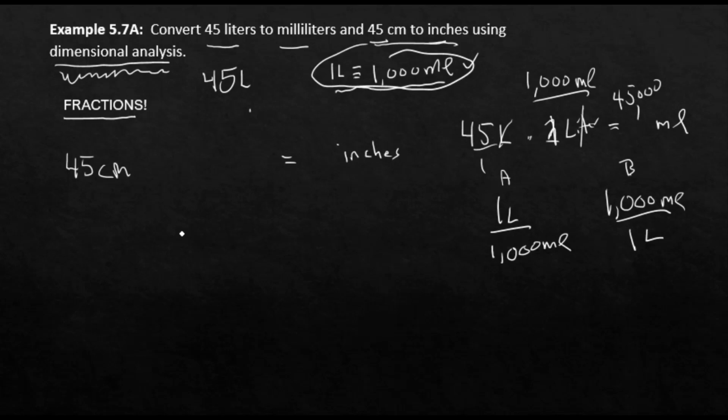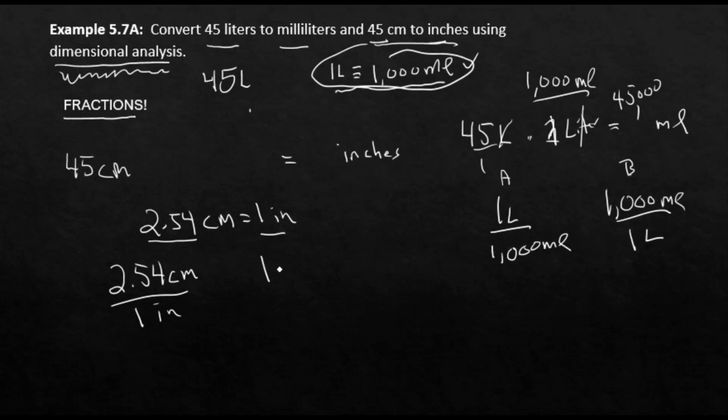So here's our conversion factor. 2.54 centimeters equals 1 inch. Now with this, I have two possible ratios that are equal to 1. Because remember, this is the same as this, and any number divided by itself is 1, right? Except for 0. So I either have this or I have this.